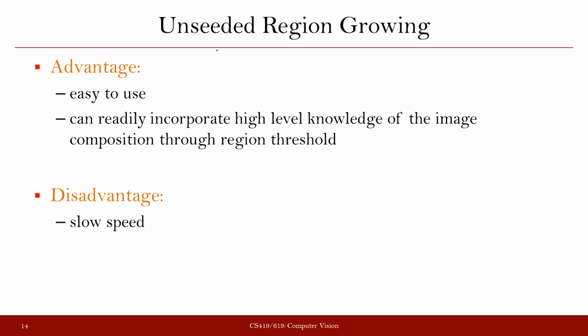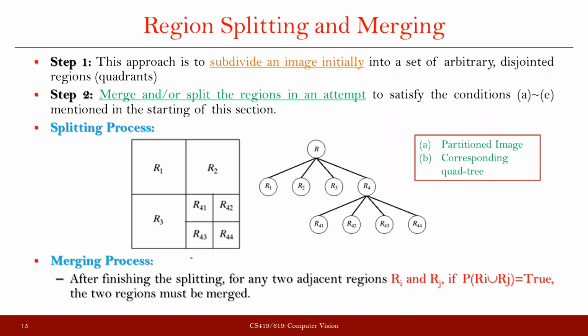There are some advantages to the unseeded region growing technique. Since this technique itself selects the seed point, it is easy to use because we don't need to bother about the selection of the seed point. And it can readily incorporate high-level knowledge of the image composition through region threshold. As we saw in the case of region growing, the same problem is here: it is relatively slower compared with thresholding-based segmentation. This is also a slow process.